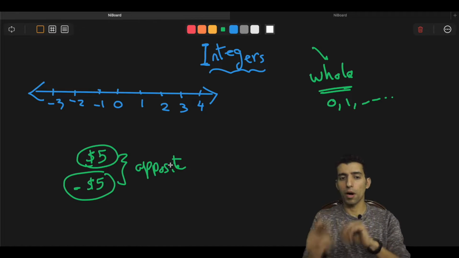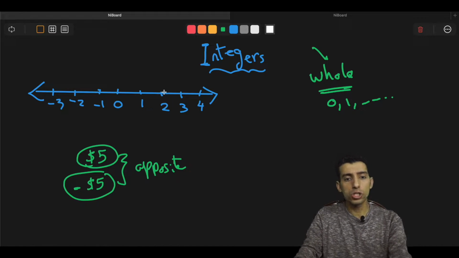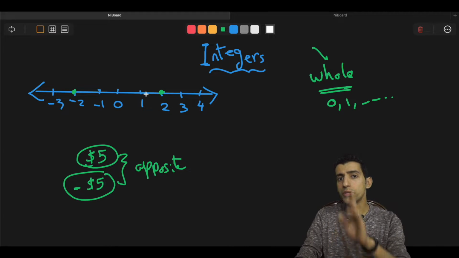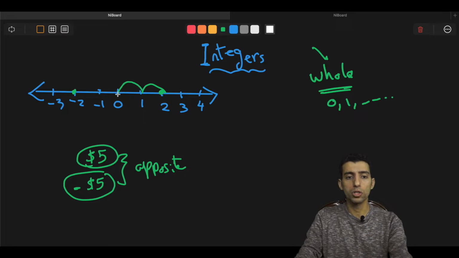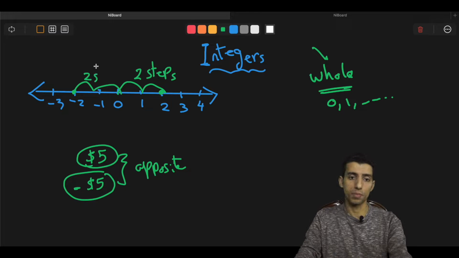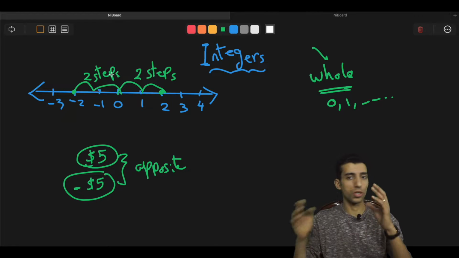What does opposite mean? If you look here at 2 and negative 2, they are the same distance from 0. Let's look here: 1, 2, so it has 2 steps from 2 to 0, and if you look from negative 2 to 0, it's also 2 steps. So they are opposite to each other.